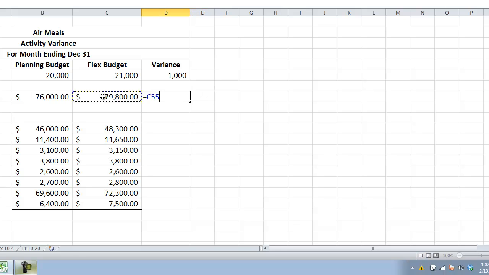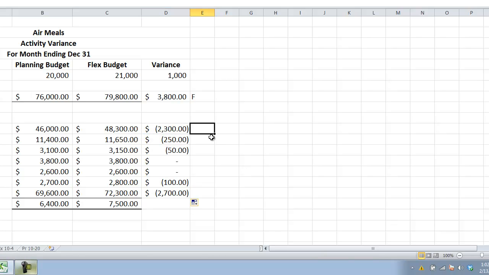So on the revenue, we take flex minus planning, and we had a favorable variance. To figure out if it's unfavorable, we can make a negative. And on expenses, we will take planning budget minus flex budget. If we come up with a negative number, it's unfavorable. If we come up with a positive number, it's favorable. So this would be an unfavorable variance.